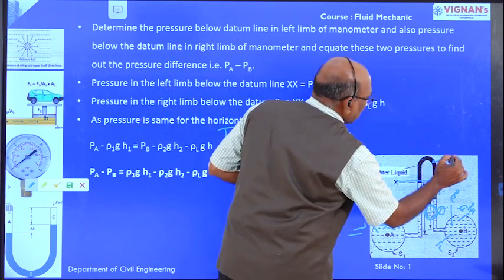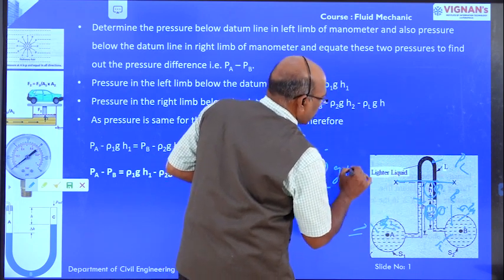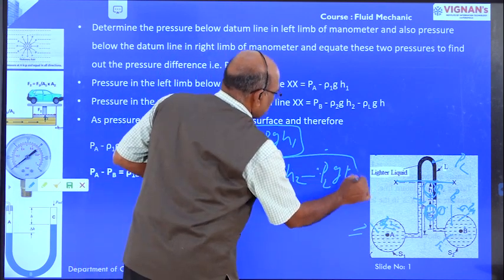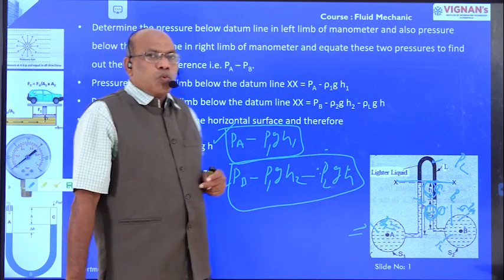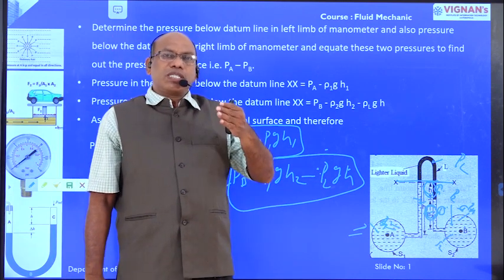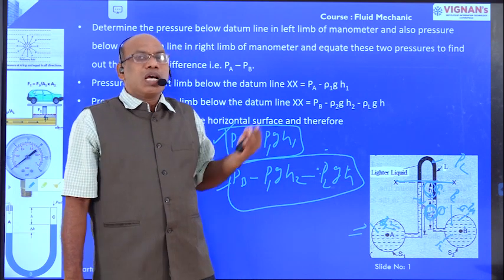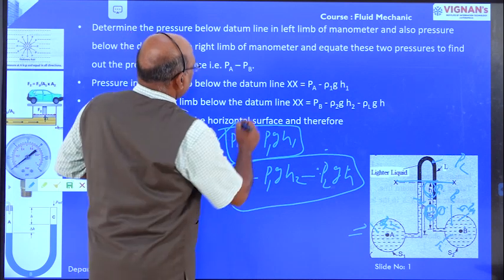This is the pressure formula rho G H. Rho in the case of the light liquid is denoted by rho L, so it is rho L into G into H. Now these are the left side pressures and these are the right side pressures. Now we are going to equate the left side pressures to the right side pressures, and then we get the pressure difference between pipe A and pipe B. Right, what are the left side pressures?